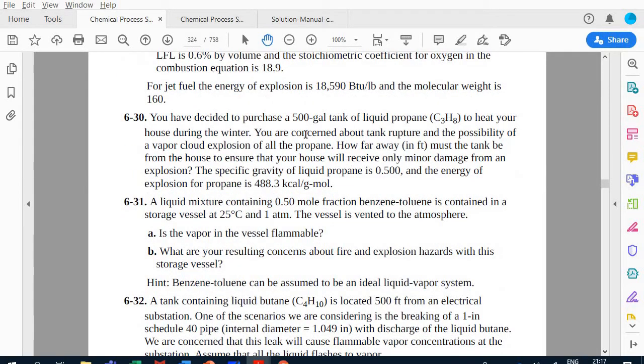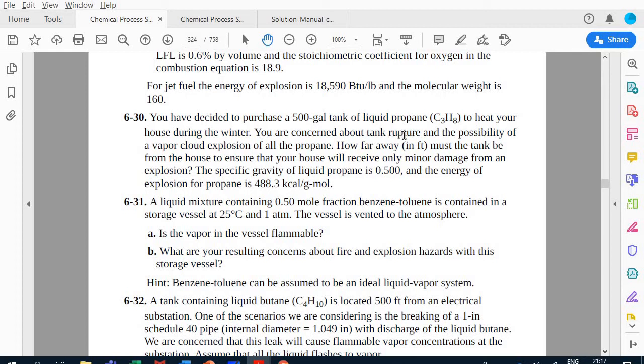Great. Now let's go to our next problem. Our next problem will be 6.30. So what is 6.30 about? You have decided to purchase a 500 gallon tank of liquid propane to heat your house during winter. You are concerned about the tank rupture.